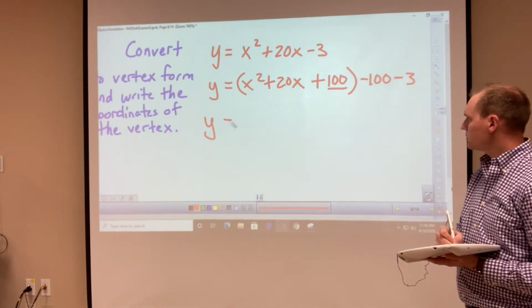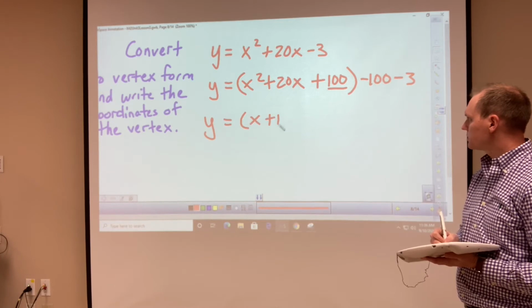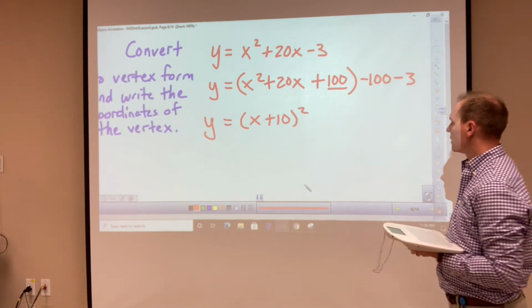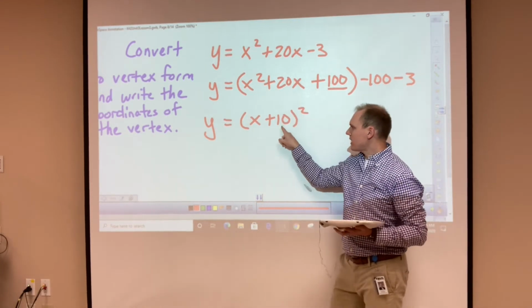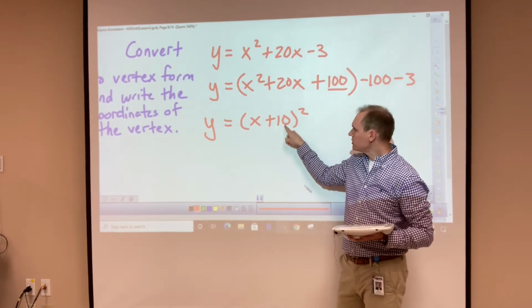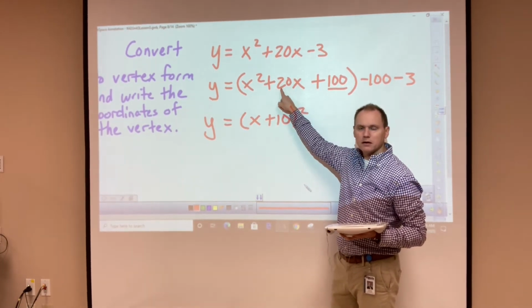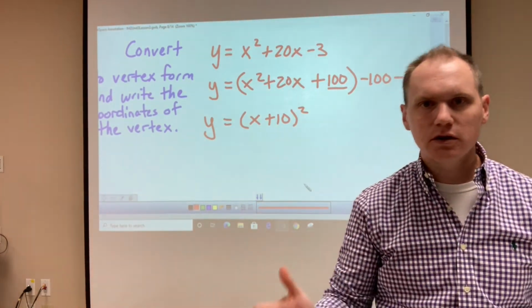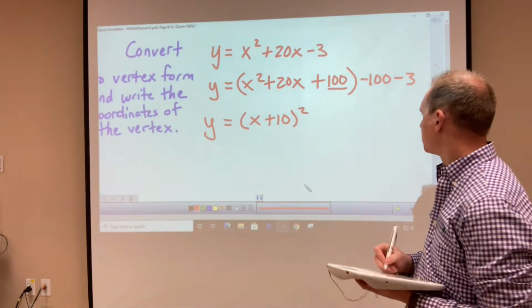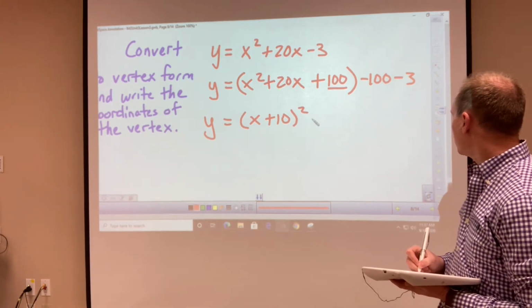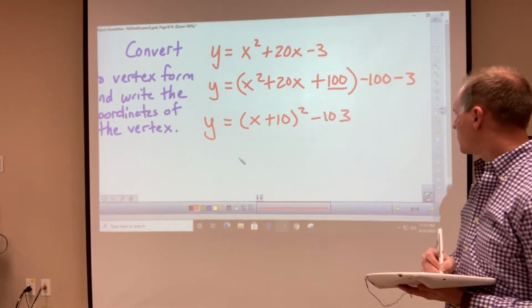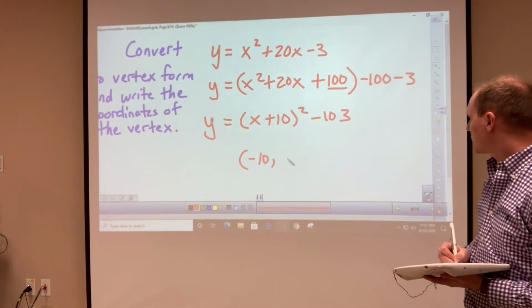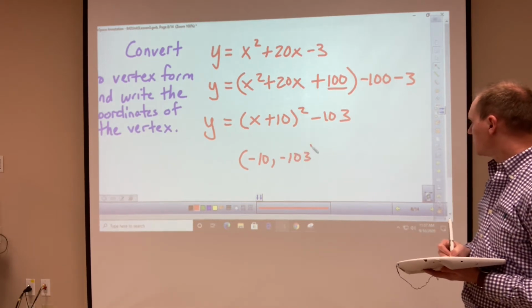So then we can factor. So it's going to be (x plus 10) squared. And by the way, this number here will always be half of b. It'll always be half of b. So yes, you can think about factoring it, but really it's always going to be half of b. All right, and then minus 103. So our vertex is negative 10, comma, negative 103.